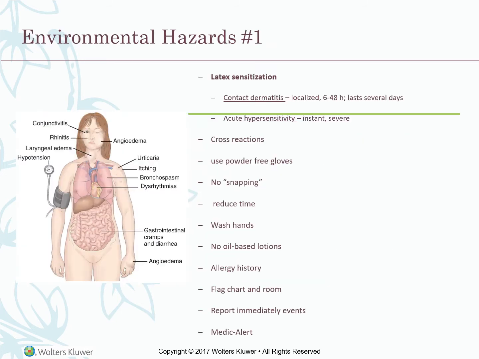Environmental hazards. Environmental hazards are potentially dangerous conditions in the physical surroundings. Examples in the home and health care environment include latex sensitization, thermal burns, asphyxiation, electrical shock, poisoning, and falls. Latex sensitization. Increasing numbers of people are developing latex sensitivity, which is an allergic response to the proteins in latex.